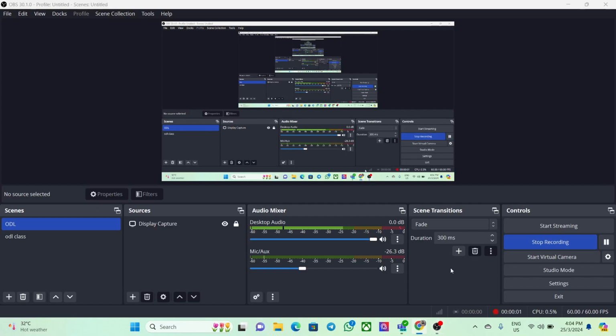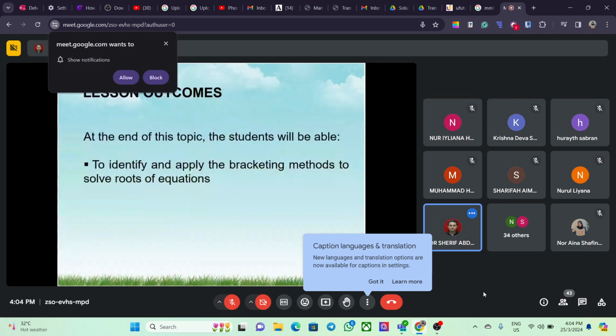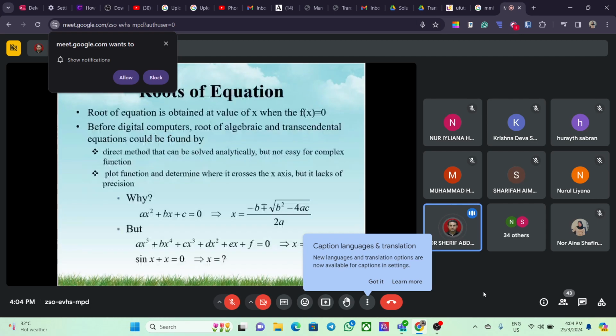methods. As you remember, last week I told you that starting this week, the course starts from the roots of the equation. And this topic of roots of the equation will continue with us for about 3 weeks. It's very important because question number 1 at the midterm and also the final exam comes from this part. So at the end of this lesson, you will be able to identify and apply the practicing methods to solve and find the roots of the equation.